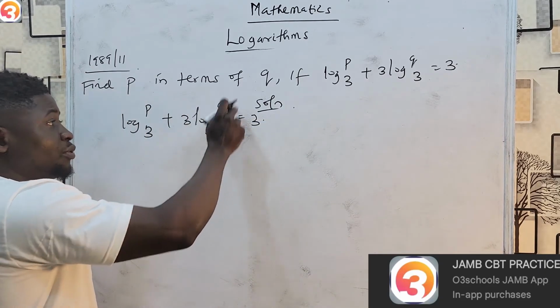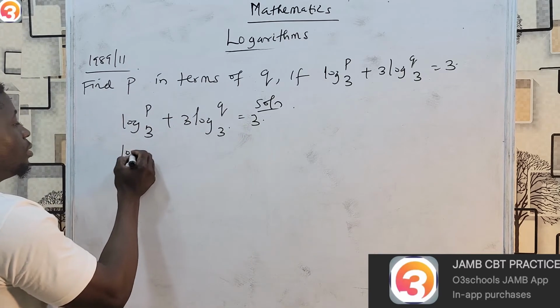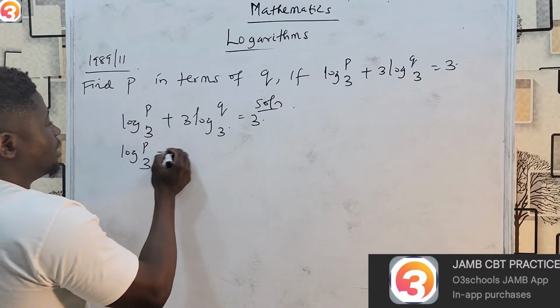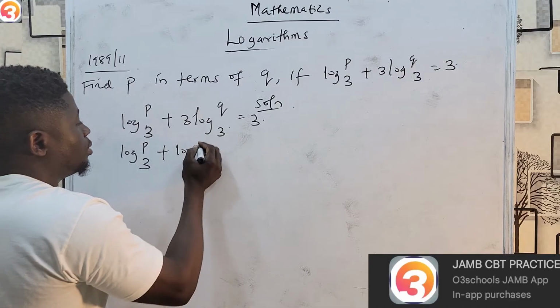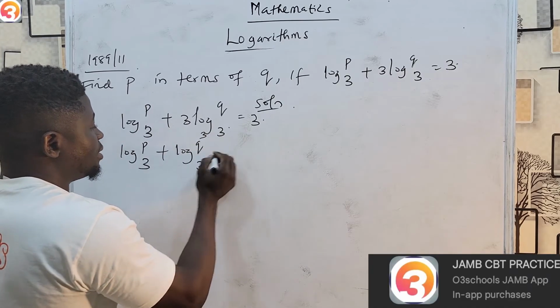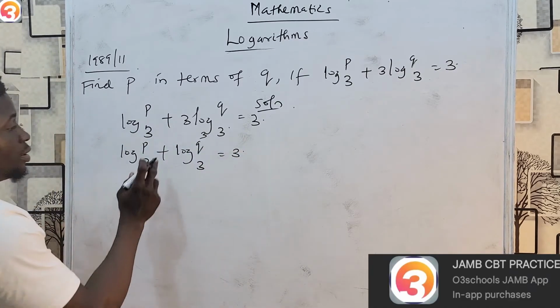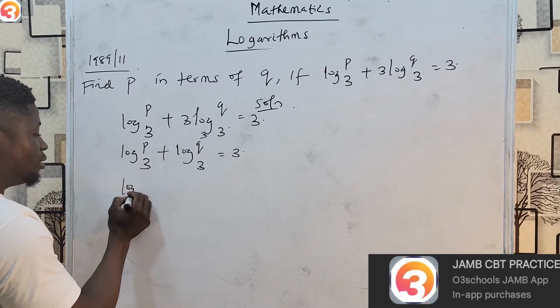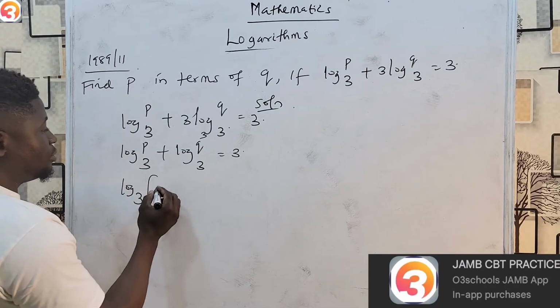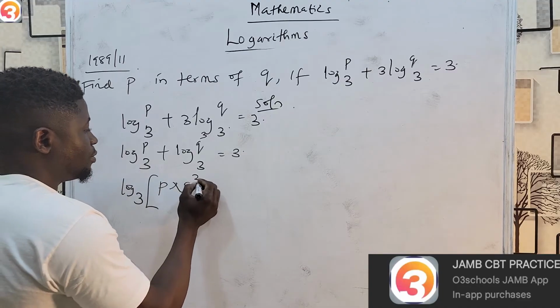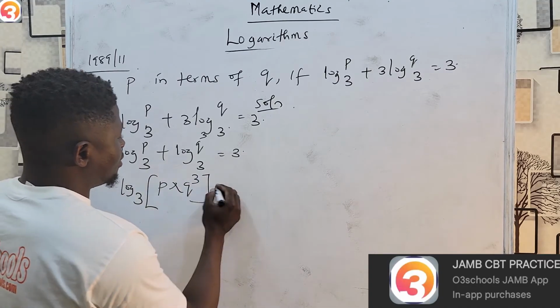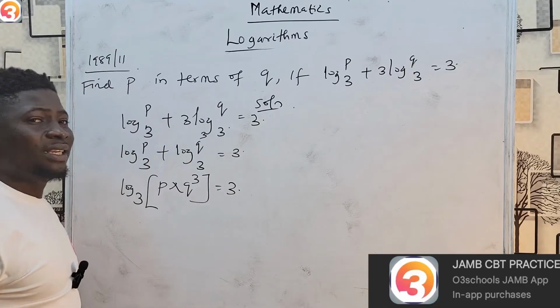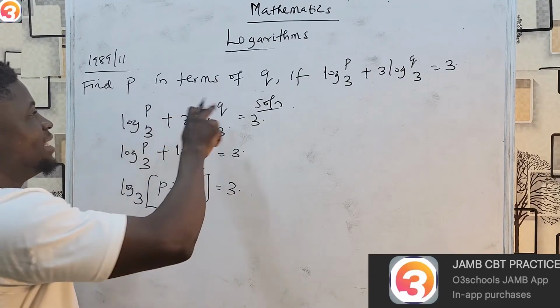Now, remember what this means, right? This means Q raised to power 3. So log P base 3 plus log Q raised to power 3 base 3 is equal to 3. When you're having addition, you are multiplying. So I have log 3, bringing out log base 3, of P times Q raised to power 3, then it's equal to 3. Now, remember they say find P in terms of Q.